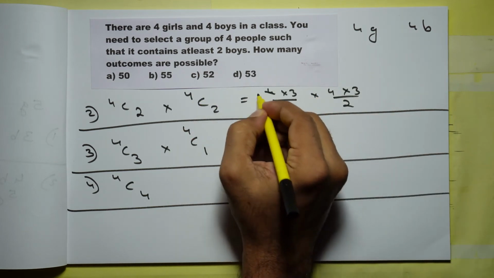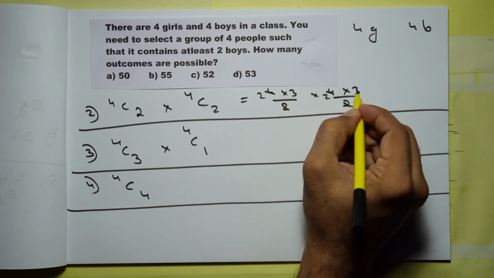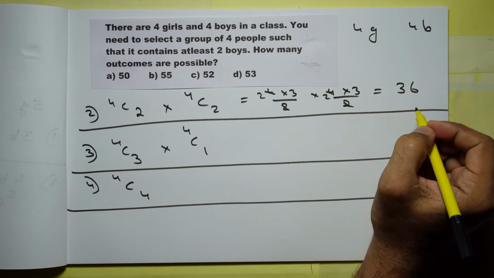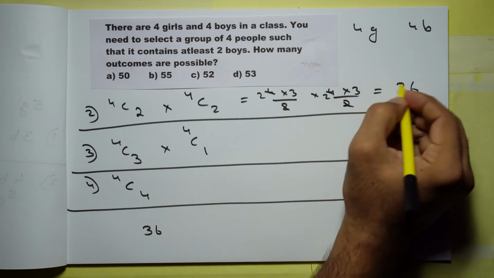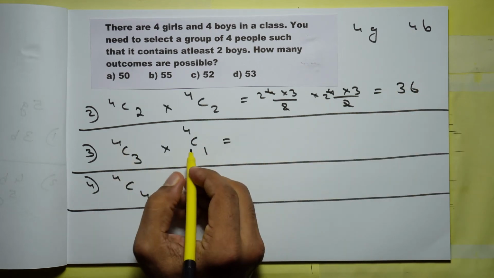Here 2 divides 2 times. 2 divides 2 times. So 2 into 3, 6. 2 into 3, 6. 6 into 6. Altogether 36 possible outcomes are there. So 36 outcomes for this. Next we'll find out how many outcomes are there for this.